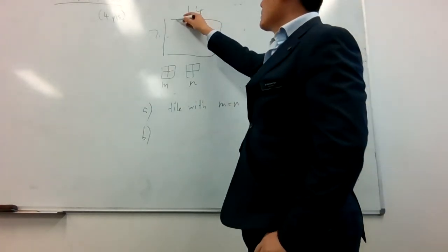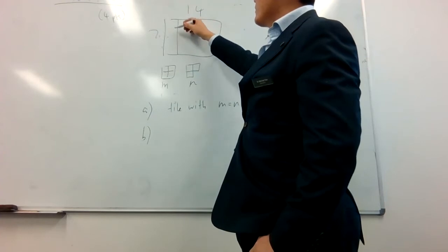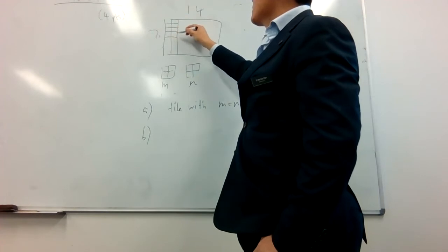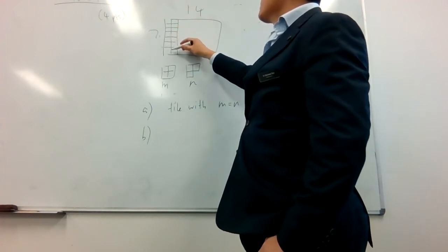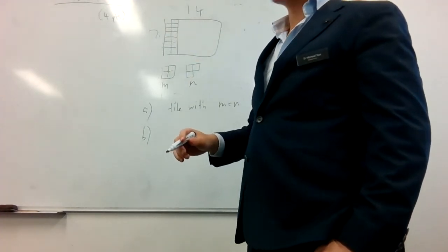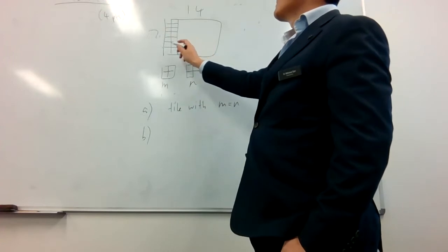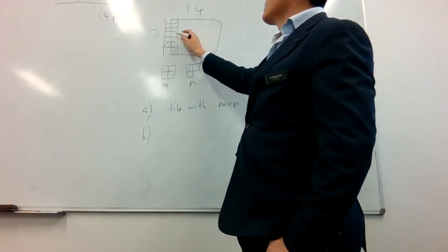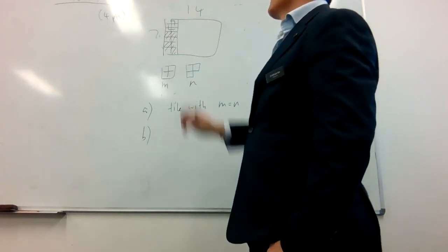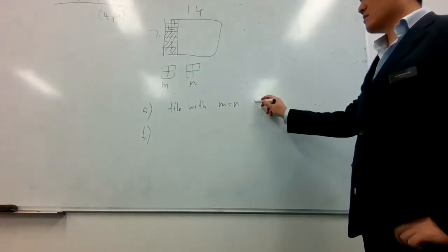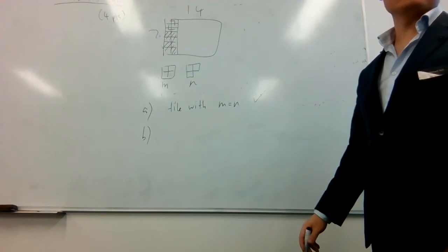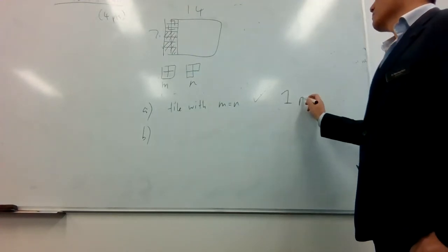Oh, okay. So you're saying if we have 7 by 2, I can put 2 L shapes and 2 square shapes. A square, and then 2 L's. Oh, like that, yeah? So that's how you find it. That's all A.